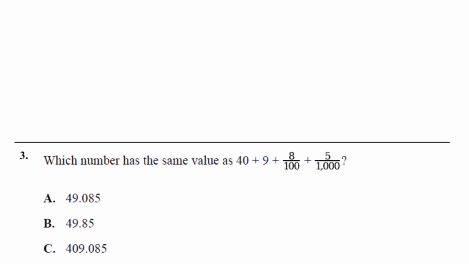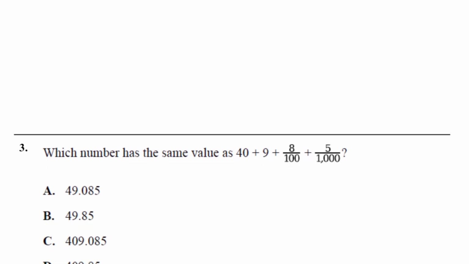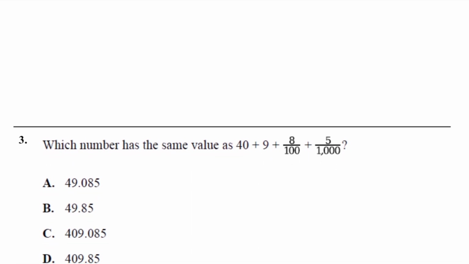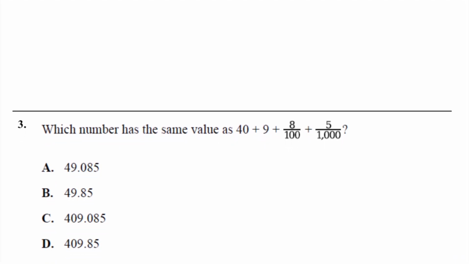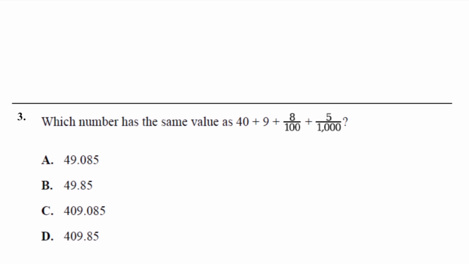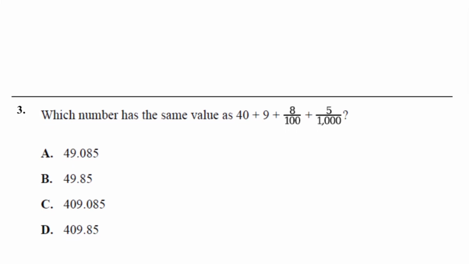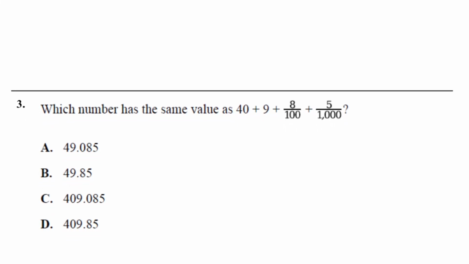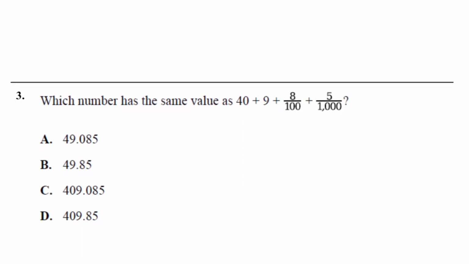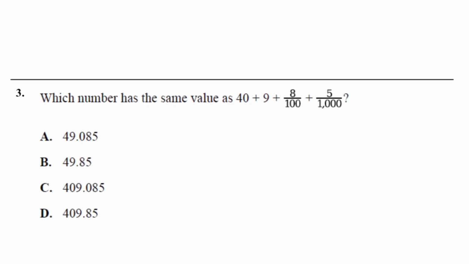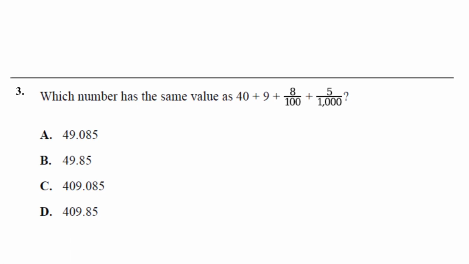Which number has the same value as 40 plus 9 plus 8 hundredths plus 5 thousandths? A. 49.085, B. 49.85, C. 409.085, D. 409.85.